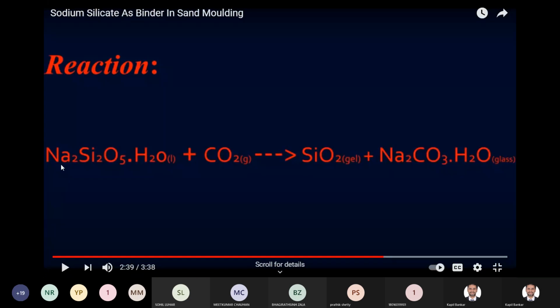Here we see the reaction, sodium silicate plus water and CO2, or sodium silicate plus CO2. Once CO2 is applied to sodium silicate, what happens? SiO2 gel and Na2CO3 are created, and because of this product, your mold will become hardened.